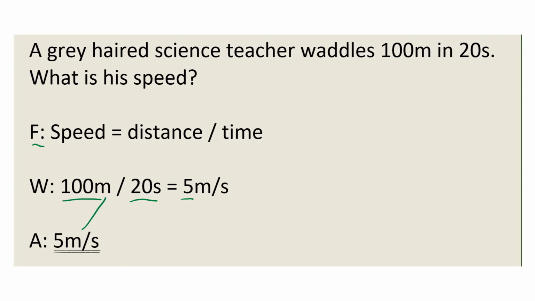and the units carry through to be 5 meters per second. If you're working in kilometers and hours, then it would be kilometers per hour, or if you're working in miles per year or whatever it is, you take whatever your units for distance have been and whatever your units for time have been, and that's what your final units are. It'll be your units of distance over your units of time.